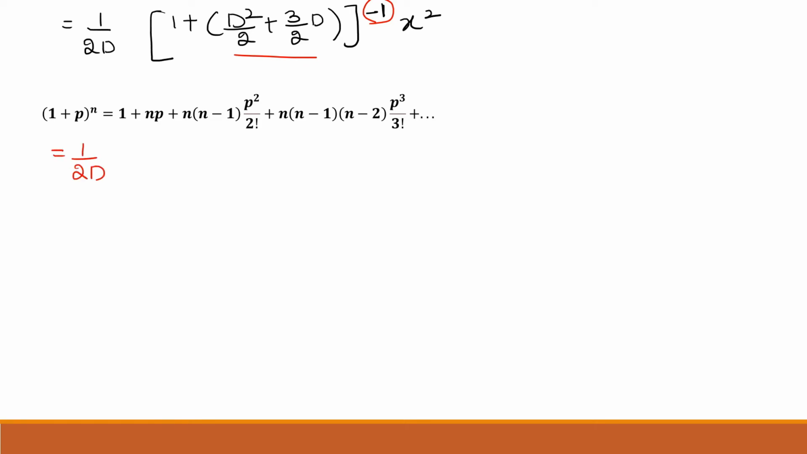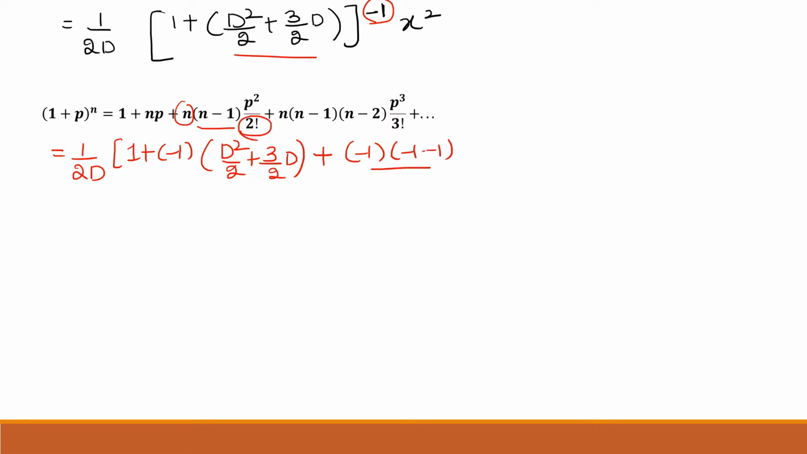So apply this: 1 by 2D, 1 plus n, where my n is minus 1, and my p is D square by 2 plus 3 by 2 D, plus n(n minus 1) over 2 factorial, that is (minus 1)(minus 2) over 2 factorial, times p square, where p square means (D square by 2 plus 3 by 2 D) whole square, and so on up to infinity. I'm not going to expand it further. I'll tell you later on why I'm not expanding this further.